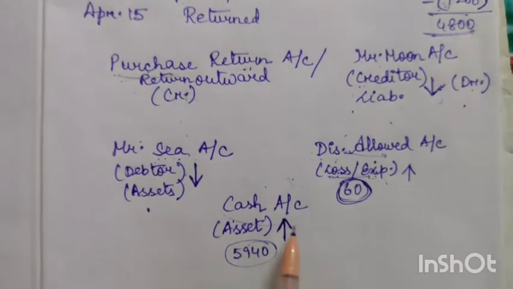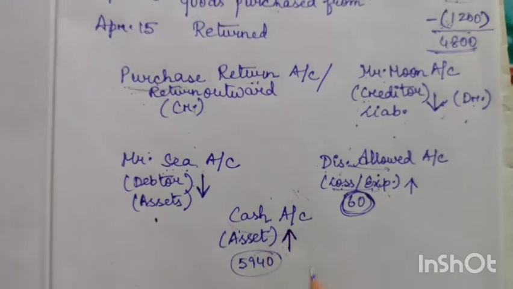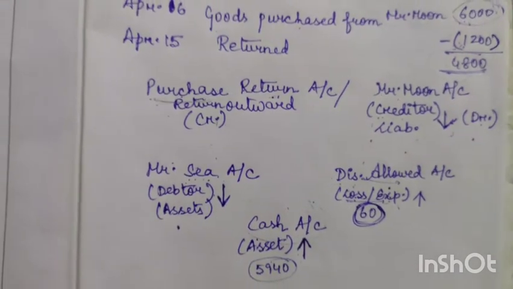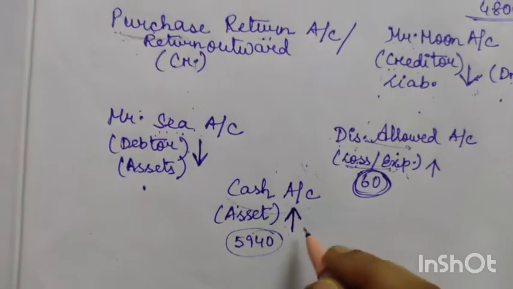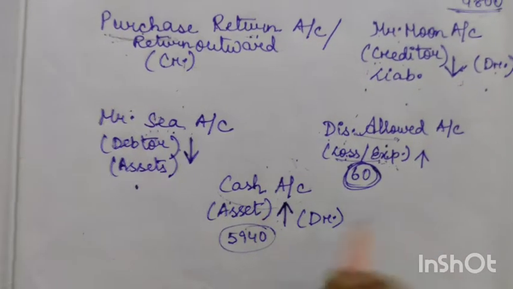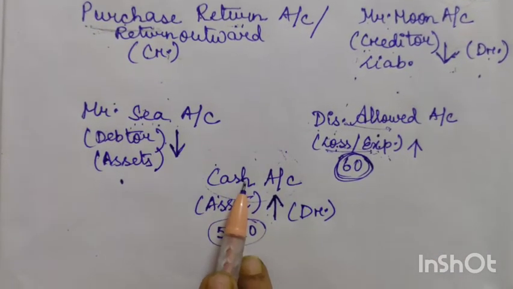So now here we can see that since asset increases, and according to the rules, again coming back to the rules, if asset increases then it is debit. So here very easily we can say that cash account will be debited. Since we are receiving cash, our cash balance will increase.